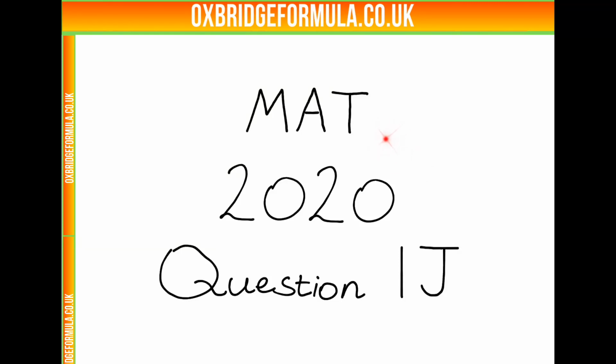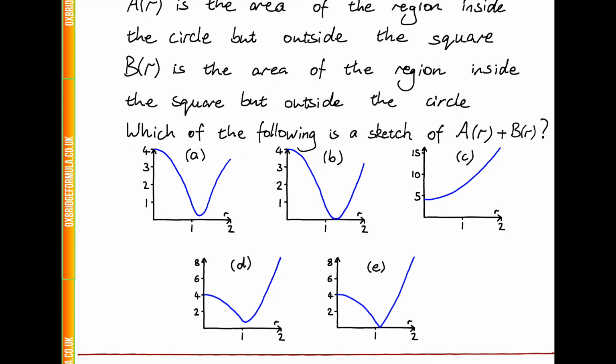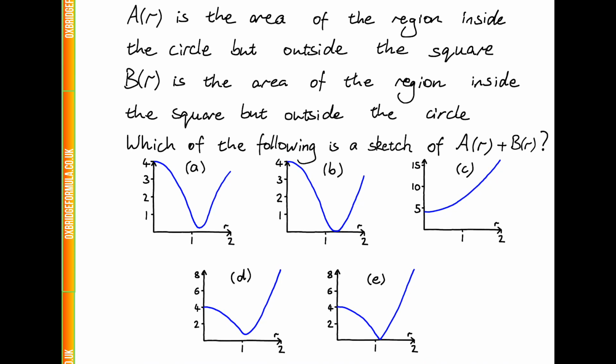Welcome to the 2020 Maths question 1J. The question asks us to consider a square with side length 2 and centre at the origin, and a circle with radius r and also with centre at the origin. We're told that A of r is the area of the region inside the circle but outside the square, and that B of r is the area of the region inside the square but outside the circle. With this information, we're asked which of the following is a sketch of A of r plus B of r.